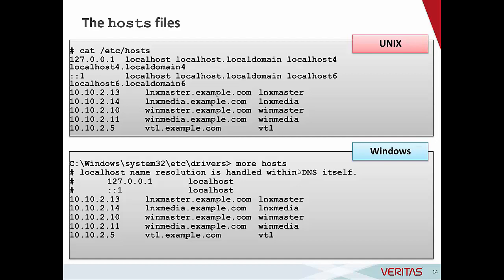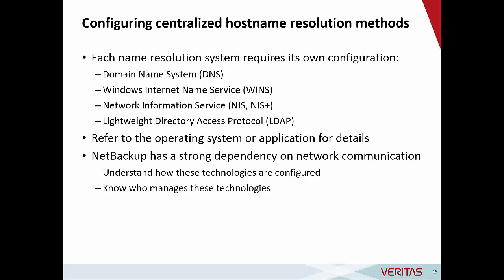I'm getting bad host name back, or I'm getting just a lot of time to process it. These lookups are taking a long time, and it's bogging everything down. So sometimes, putting some entries in a host file can help with that. This slide lists some of the centralized hostname resolution methods that might be in use. Again, there's no supportability list here. NetBackup doesn't care what method you're using for name resolution as long as it works.